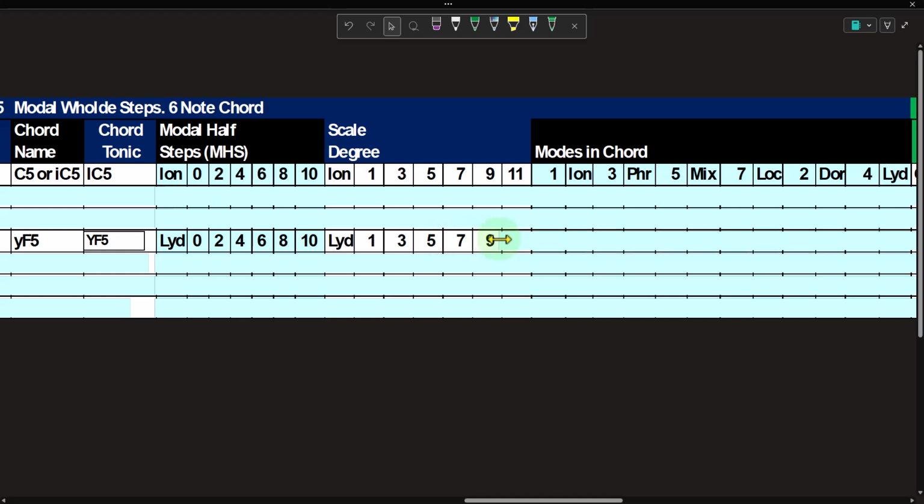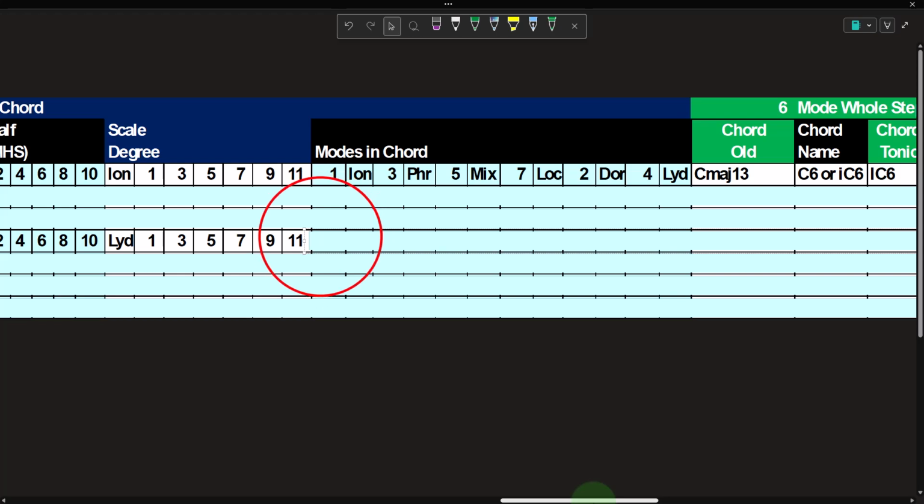1, 3, 5, 7, 9, 11. The 7, 9, and 11 are equivalent. I'm sorry, the 9 and the 11 are equivalent to the 2 and the 4. Let's keep on going because we're running long on time here. What I'd like to say is, from a mode standpoint, this shouldn't be the 1, it should be the 4.